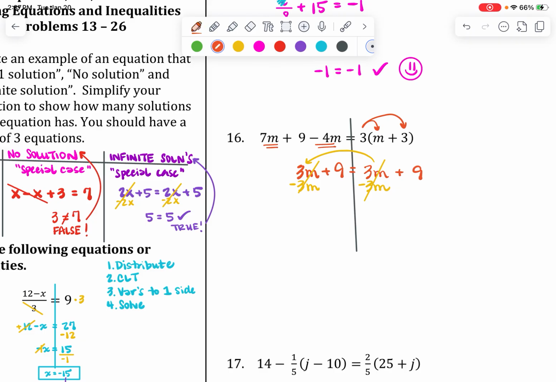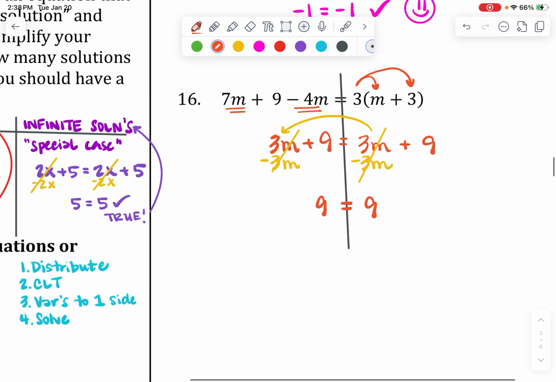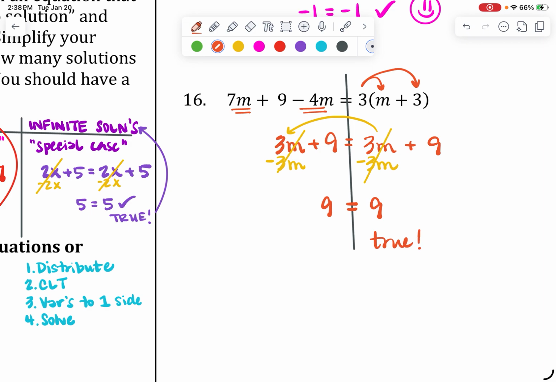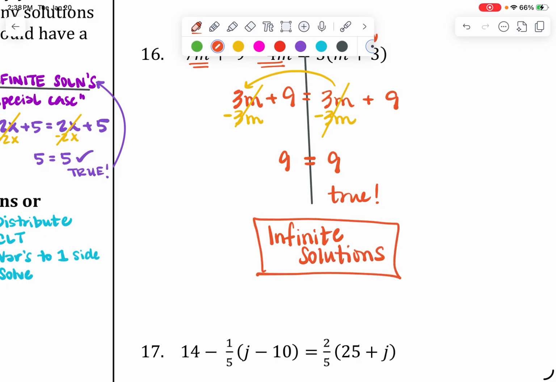So I know right away that this is a special case that I was just talking about right over here, right? And what I'm left with is what determines my answer. Right? I have 9 equals 9, which is true. That is a true statement, which means my answer is infinite solutions. Any number in the entire world would work for this problem. Now, obviously, you can't really check your answers on these because you're not going to sit there and plug in every number in the universe and make sure every number works, right? So you're just going to have to trust your gut on that one and make sure that you know how to work those special cases.